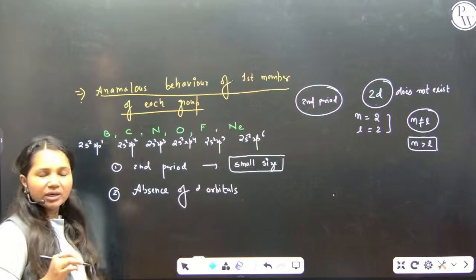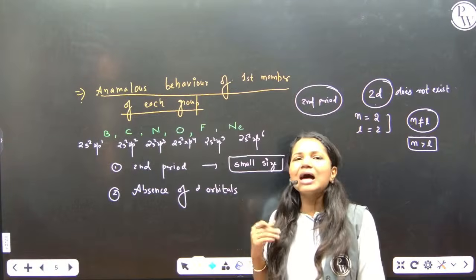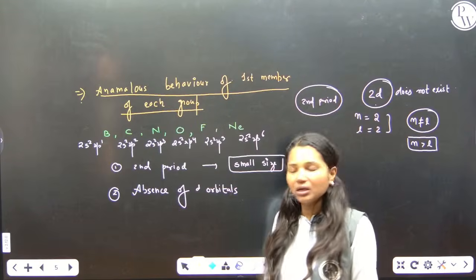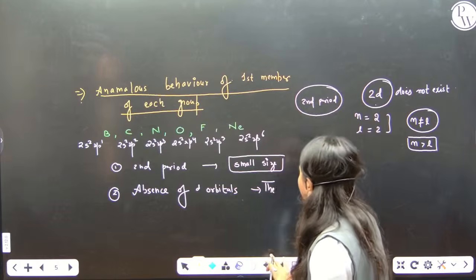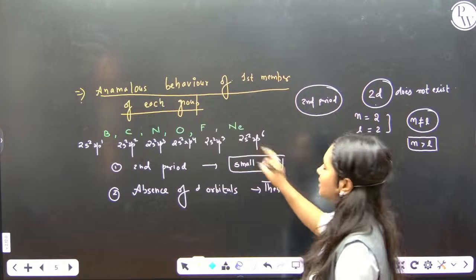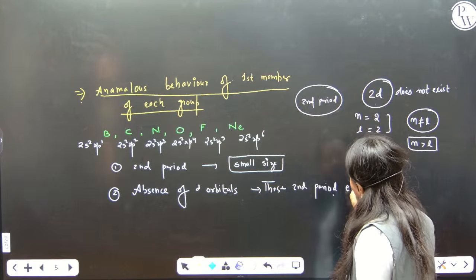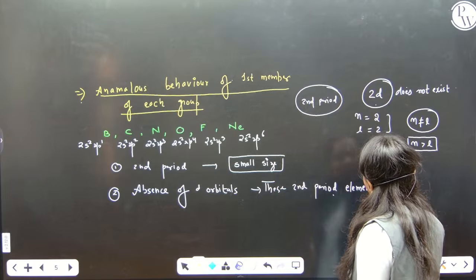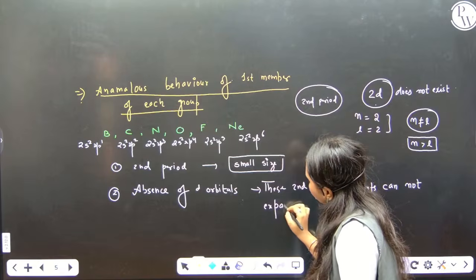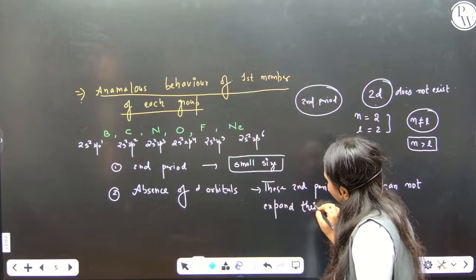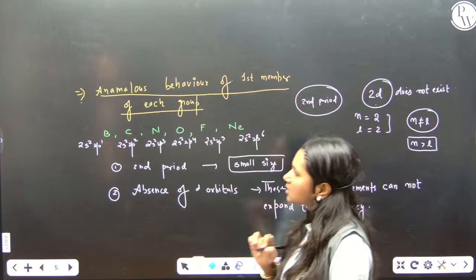Now what is the consequence of the absence of d orbitals? What happens if they do not have d orbitals? They cannot expand their covalency. These second period elements cannot expand their covalency. What is the meaning of it?